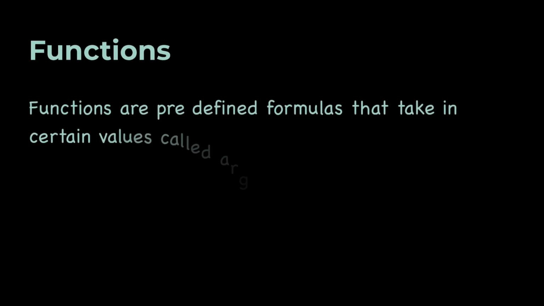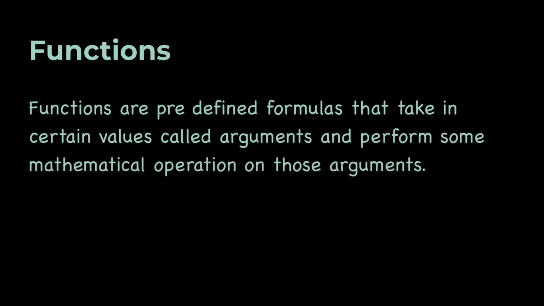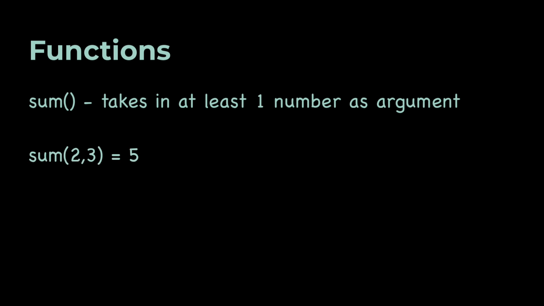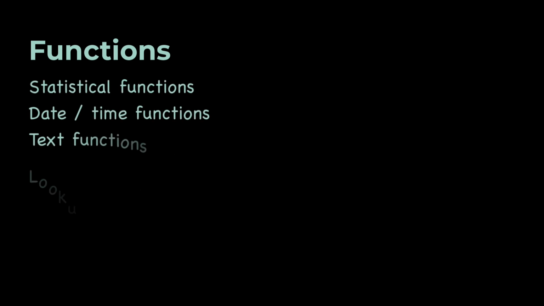Next, we will talk about functions. Functions are predefined formulas that take in certain values called arguments and perform some mathematical operation on those arguments. For example, there is a function called sum. It takes in one or more numbers as arguments. If this function is provided with two or more numbers, it will simply add them up and give you an answer. Functions in Excel are broadly categorized in 5 types, which are here.